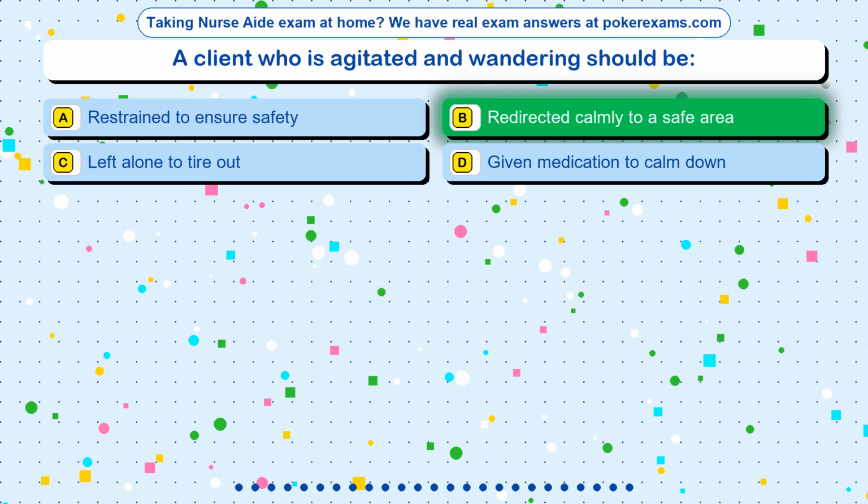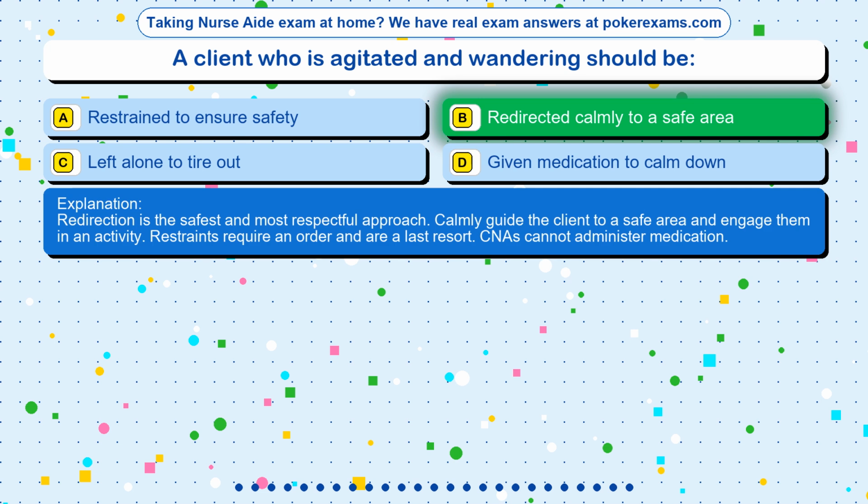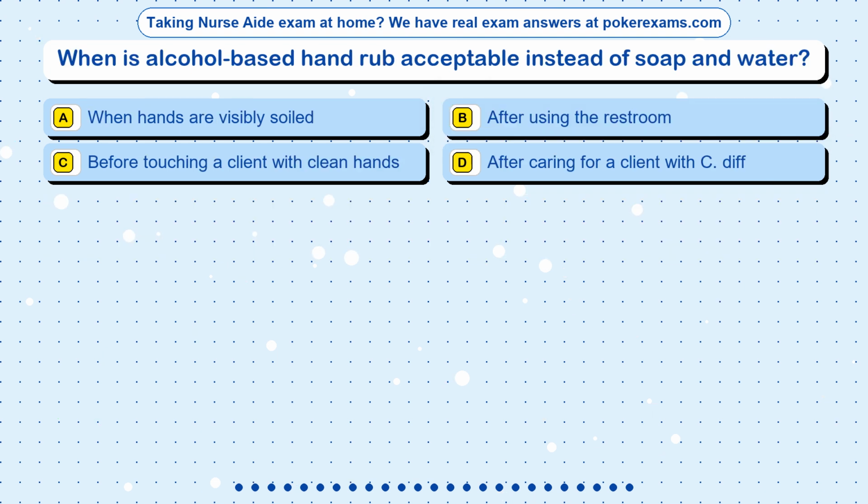The correct answer is option B, redirected calmly to a safe area. Redirection is the safest and most respectful approach. Calmly guide the client to a safe area and engage them in an activity. Restraints require an order and are a last resort. CNAs cannot administer medication.